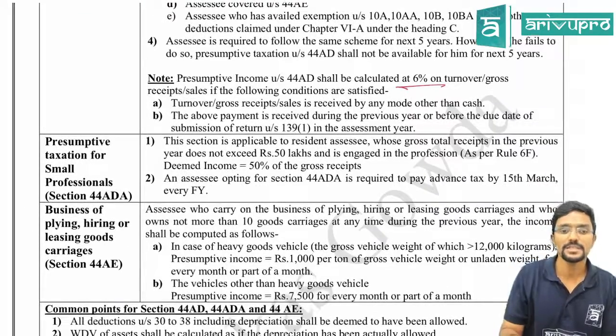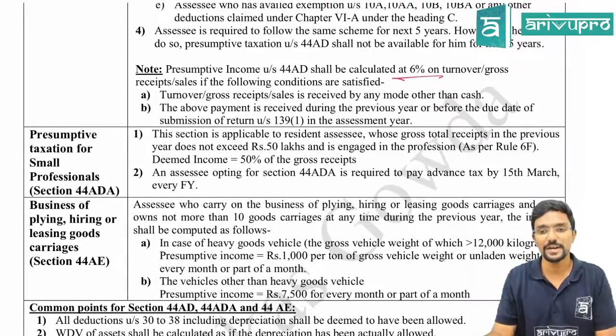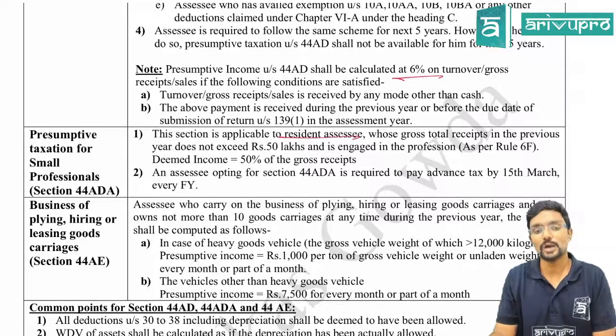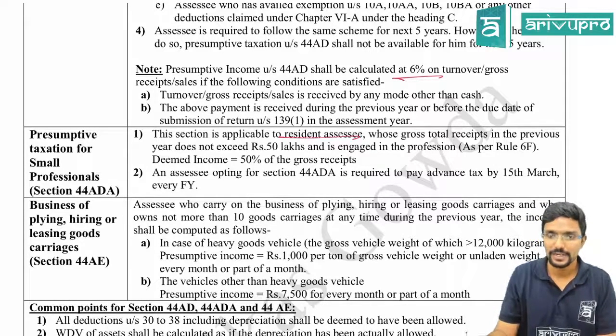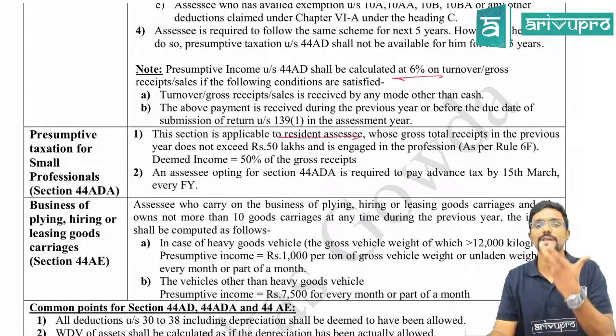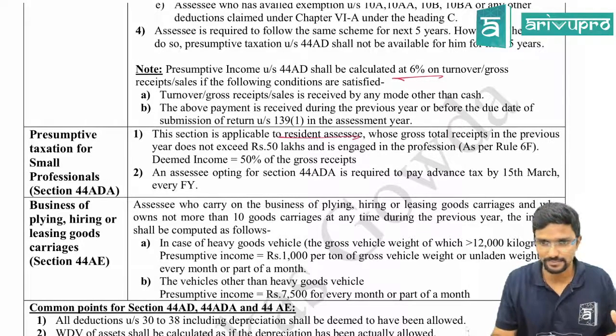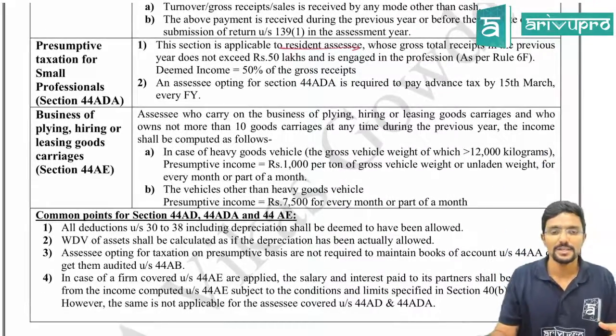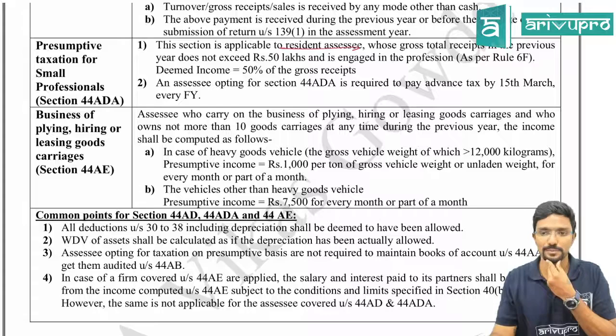Next, presumptive scheme for small professionals, that is specified professionals. So it is applicable only for resident assessees whose gross receipt does not exceed 50 lakh. In that case, 50% of their gross receipts will be considered as income, and they have to pay advance tax by 15th March of the previous year. Then the last case is for goods carriage people.